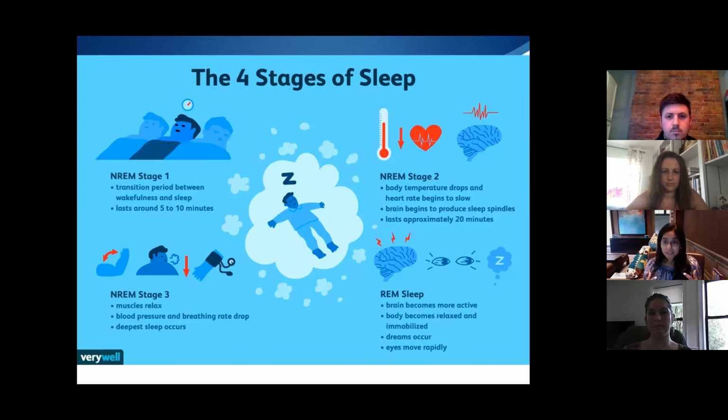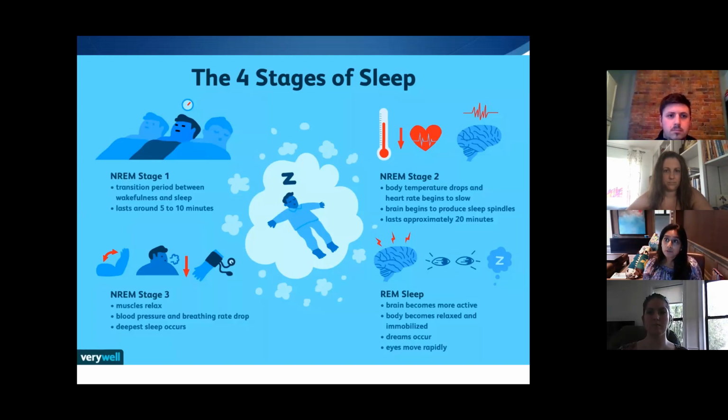And then REM sleep is when your brain, even though the rest of your body is relaxed, is actually quite active. So your body is relaxed and it's not moving, but your brain is actually moving quite quickly. This is when you have dreams. And the reason that we call it REM sleep is rapid eye movement. It's because your eyes actually move around very rapidly underneath your eyelids during this particular stage of sleep.